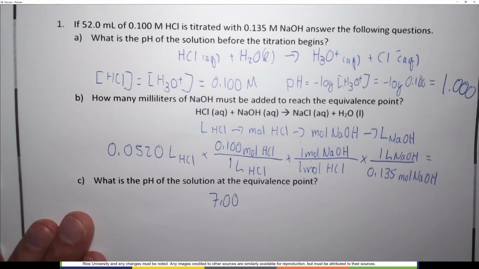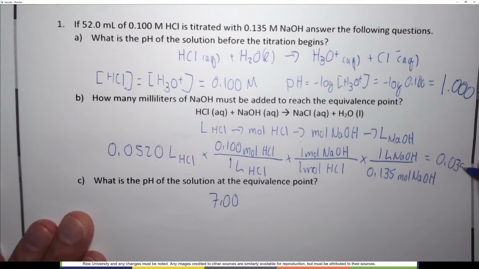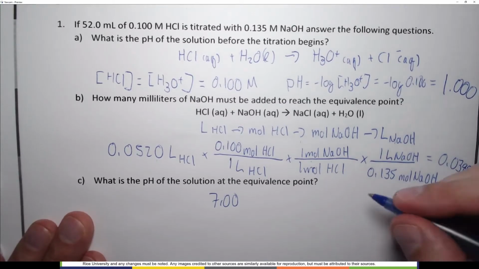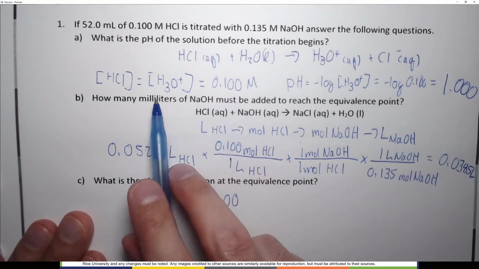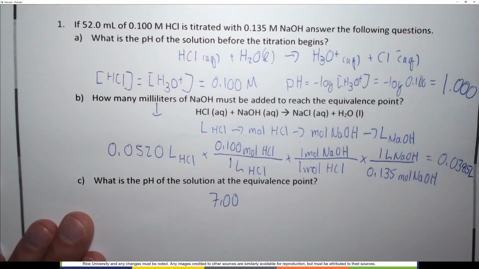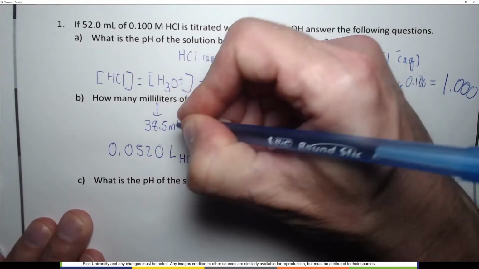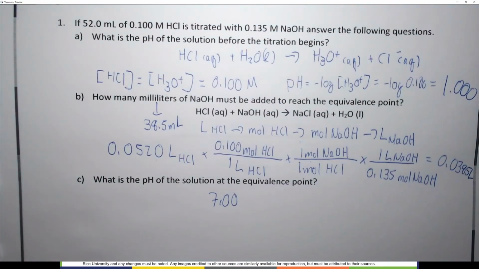And when I do all that math, I find that it takes 0.0385 liters of NaOH to do this titration. It asked me for how many milliliters, so I need to multiply that by 1,000, which is 38.5 milliliters in order to do this titration.